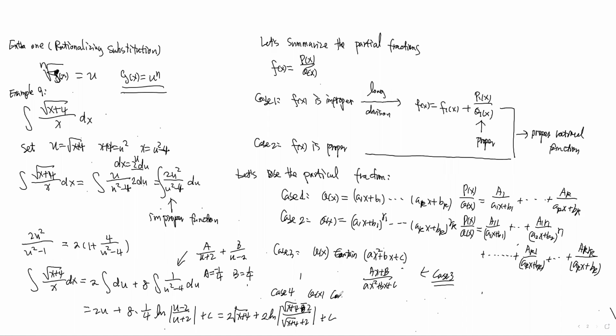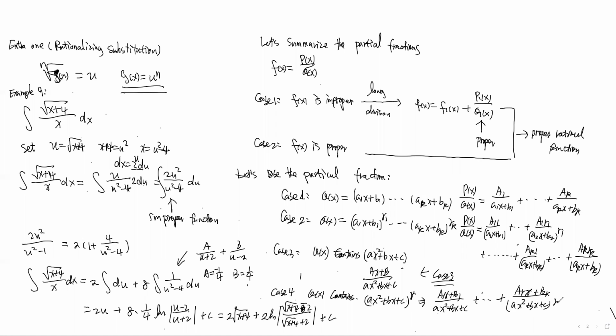Case 4: q(x) contains a power of an irreducible quadratic form, for example to the power r, right? Then the partial fraction is A1x plus B1 over ax squared plus bx plus c, plus and so on, up to Arx plus Br over (ax squared plus bx plus c) to the power r.